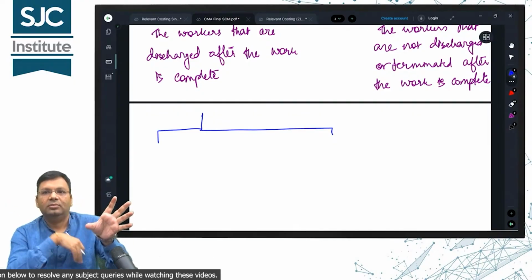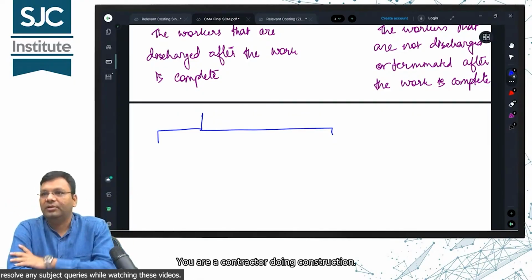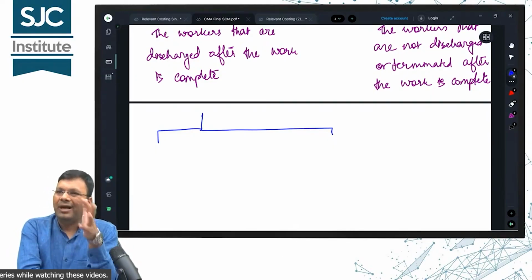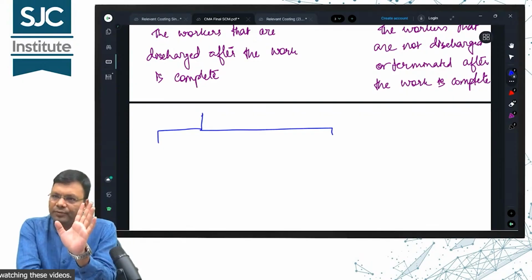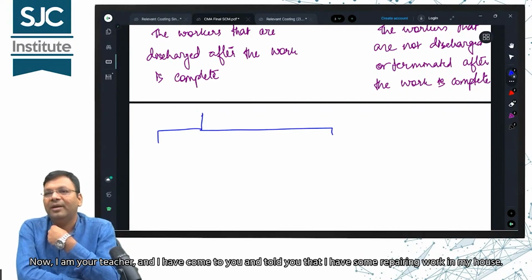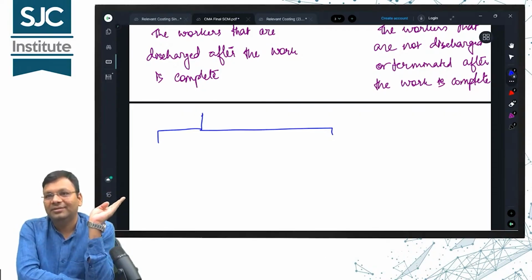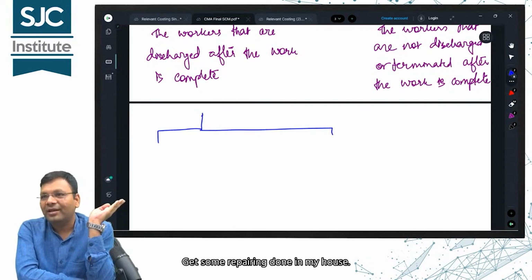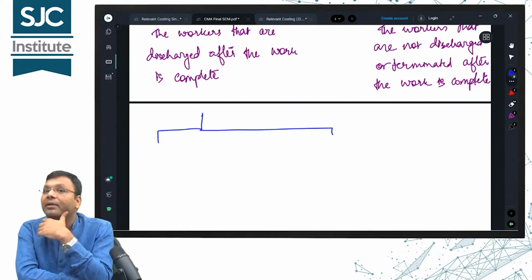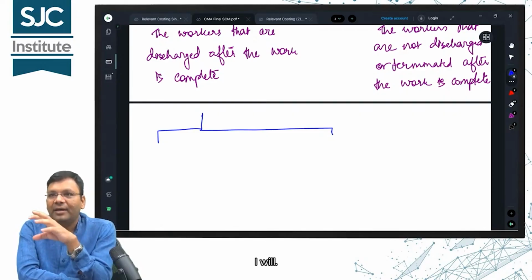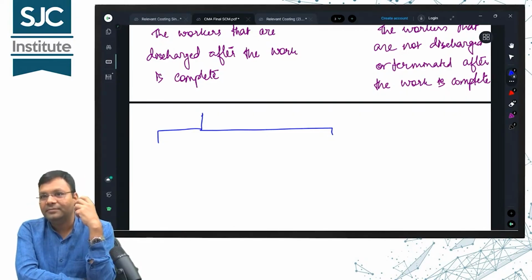Let's suppose you are a contractor doing construction. You do some construction. Your regular customer is great. You are making good money. Now I am your teacher and I have come to you and told you that I have some repairing work in my house. You do such large constructions. Get some repairing done in my house. You say, how can I refuse you, sir? I'll get it done for you. Or wait, sir. I will send a manager to your house, or I will come myself to see what the work is.